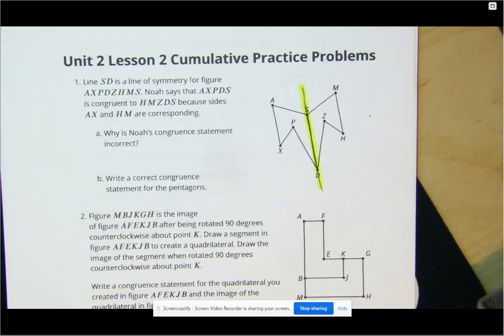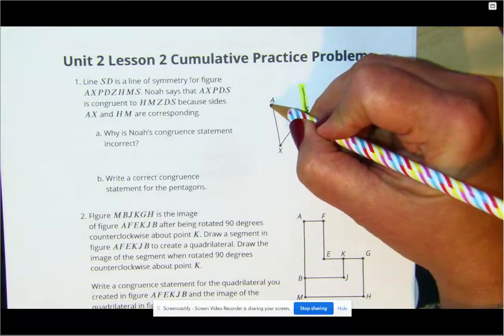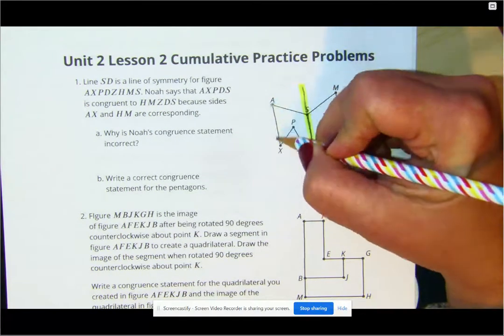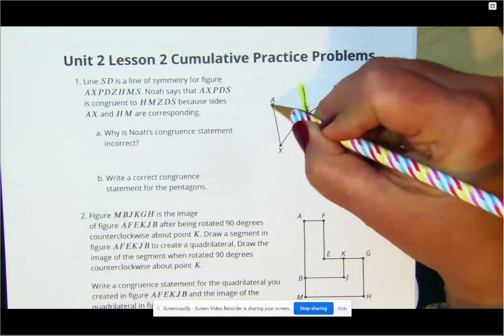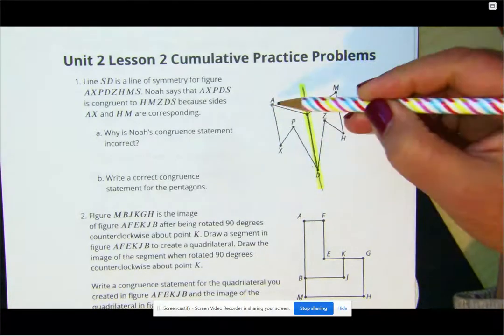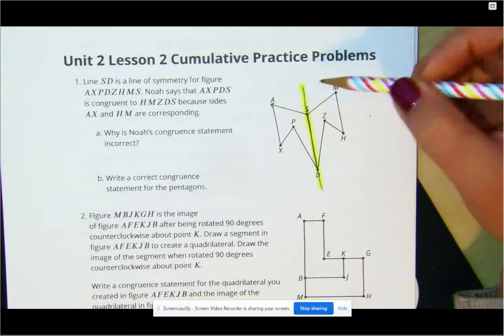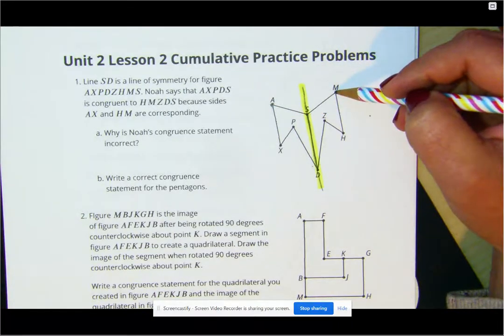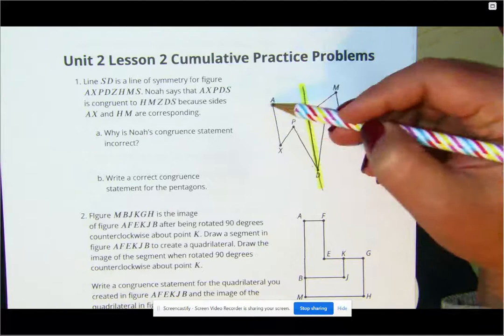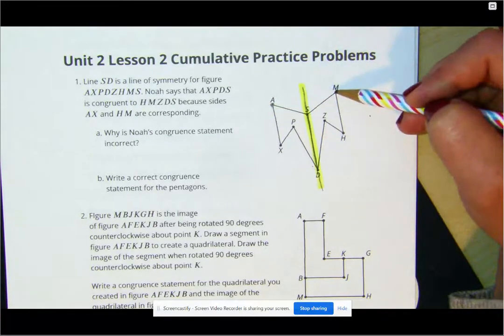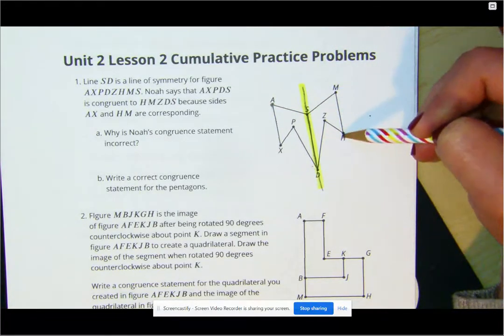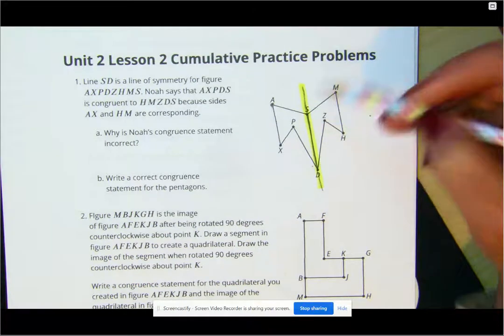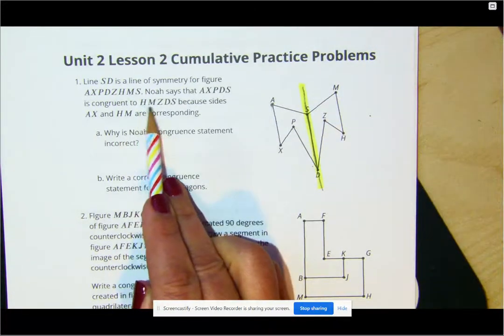Well, let's just look at the way he says it, right? Once you know which shape is congruent to the other, the order is important. So if I look here, he did A, X, P, D, S. So A, if I look over here, which point corresponds to A? M. So I need to go in the same order. Once he starts with that one, if he starts here, then I need to start here. So it should have been M, then H, Z, D, S. So he reversed the H and the M.